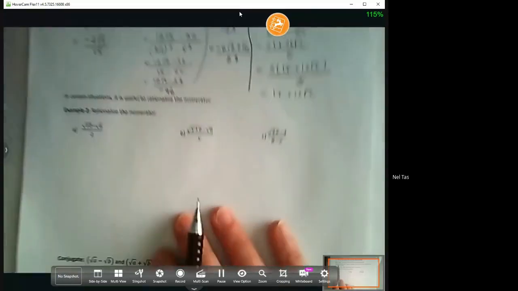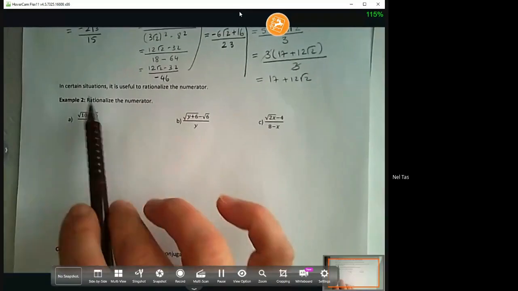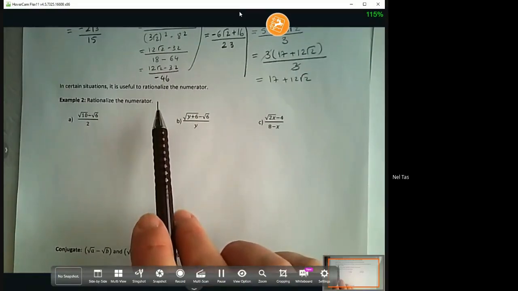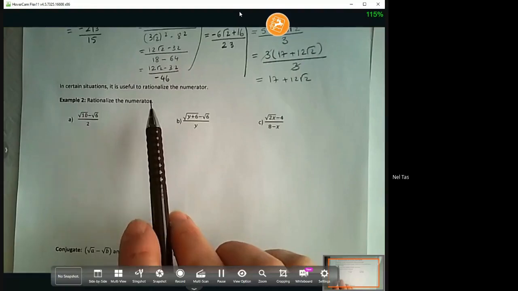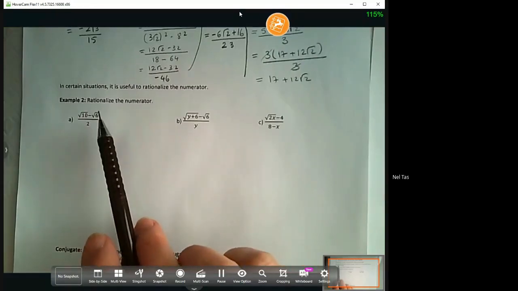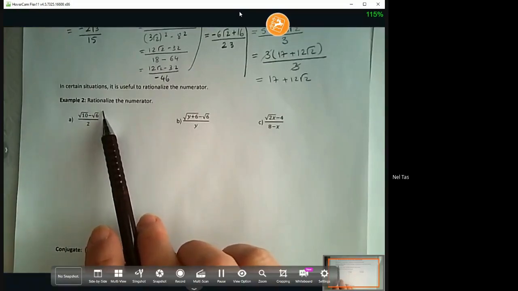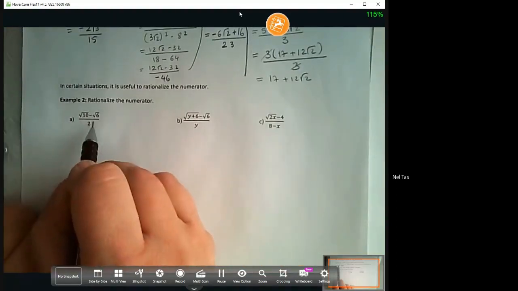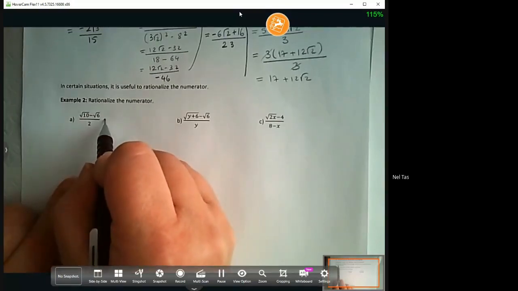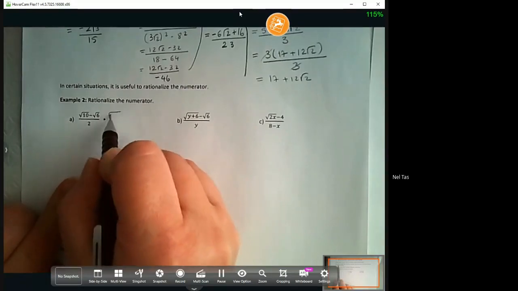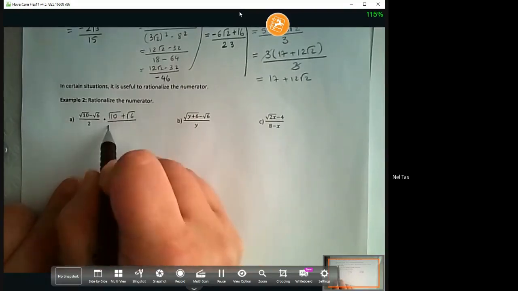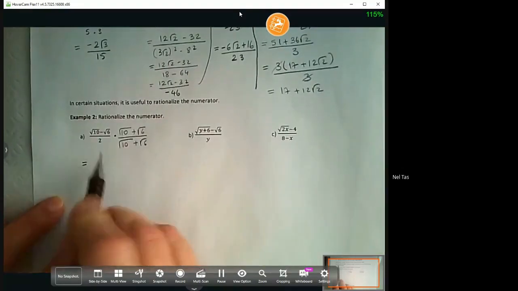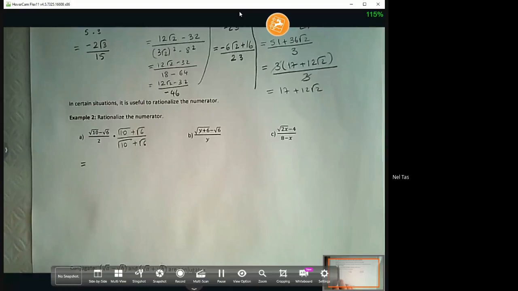Okay. So in certain situations, it is useful to rationalize the numerator. Again, this is for the purpose of calculating the limits, which we will do later. So this time, for example 2, we are going to rationalize the numerator, not the denominator. So a, root 10 minus root 6 over 2. Numerator is root 10 minus root 6. Conjugate root 10 plus root 6 over root 10 plus root 6. So multiply top and bottom by the conjugate. Okay, so now we created difference of squares for numerator, not denominator.